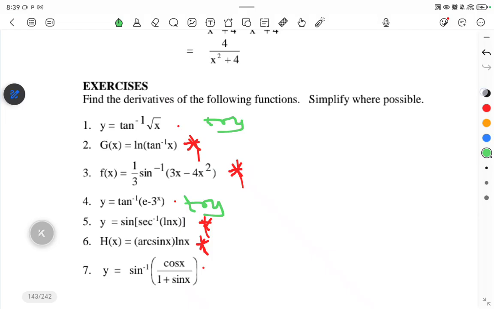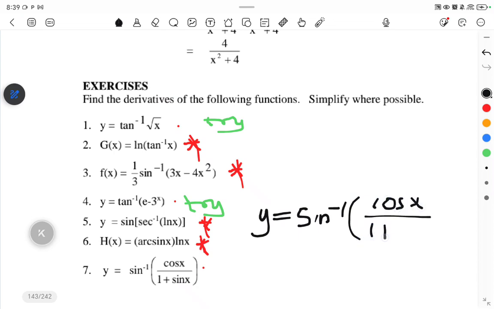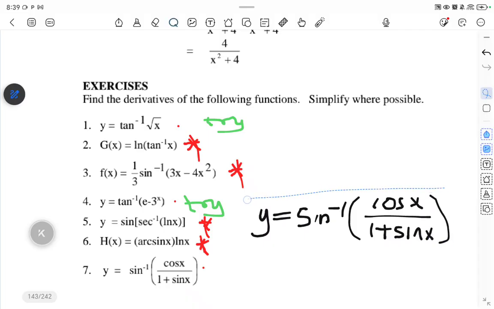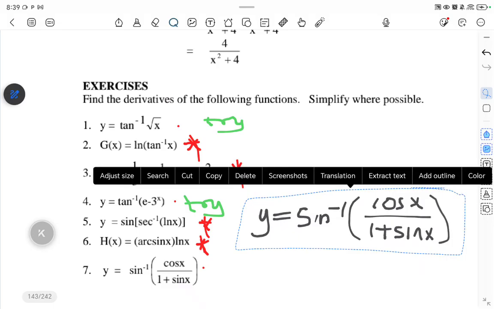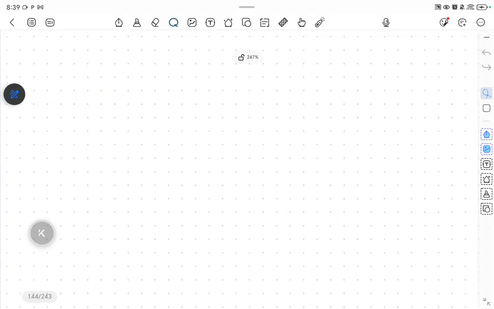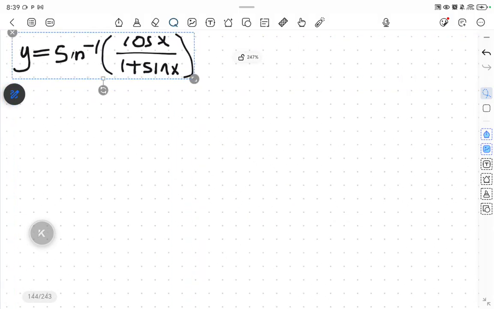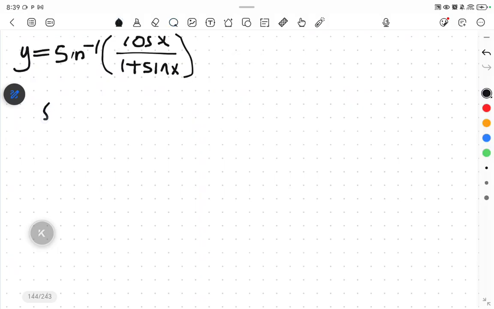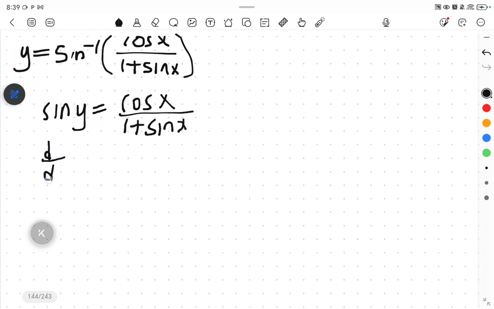So let me just do the one which I know that it looks a bit scary. Over 1 plus sine x. Then they say we should find the derivative. So to find the derivative, we're just going to introduce the sine both sides. Then we'll have this cos of x over 1 plus sine of x. And then I derive both sides with respect to x.